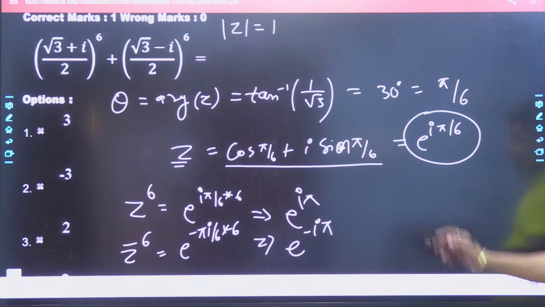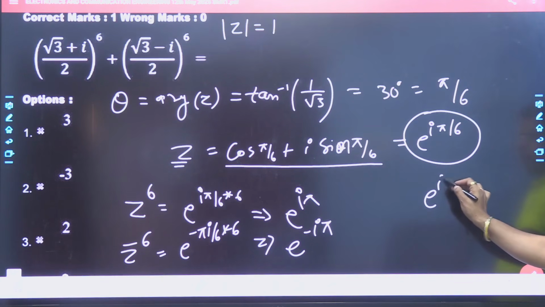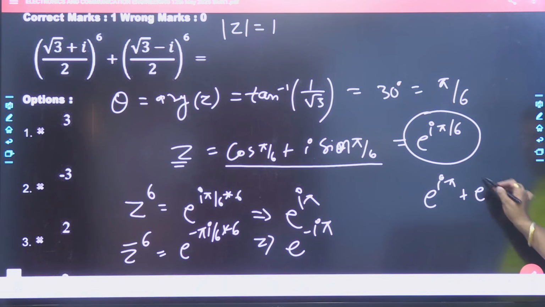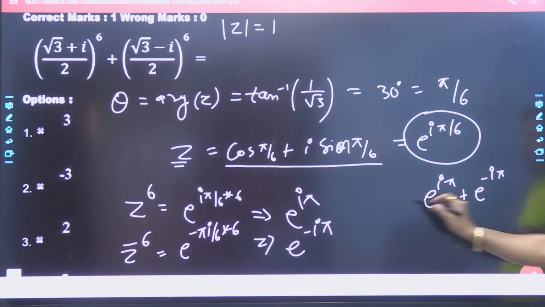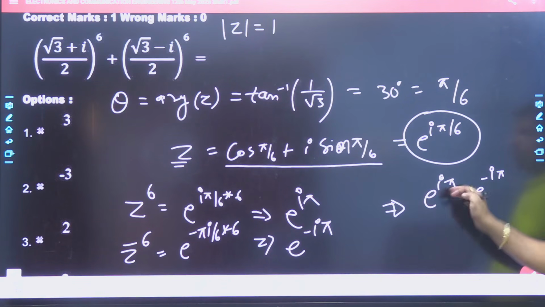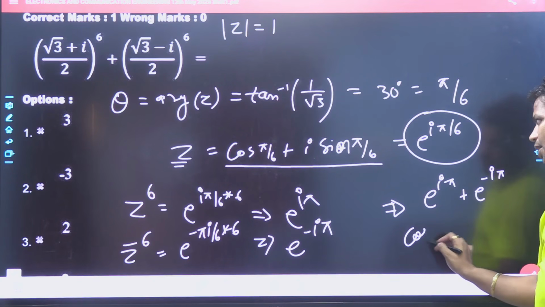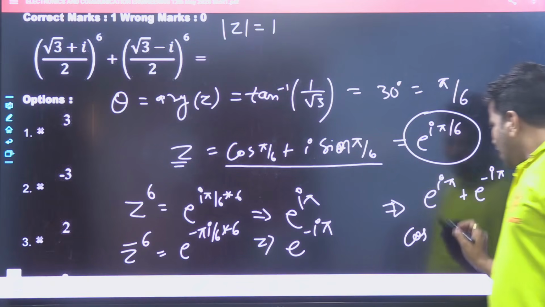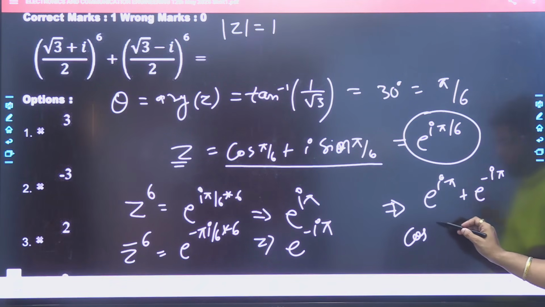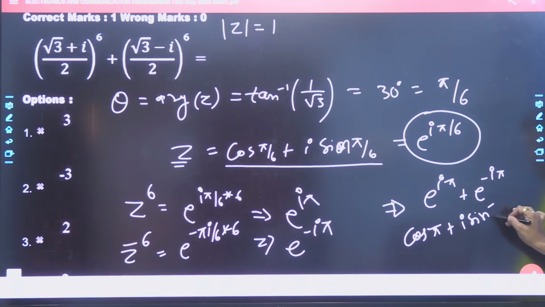When we take the addition of these two, this is e to the power i pi plus e to the power minus i pi, because we need to compute the addition. We need to find the result of this. So simply we can convert that. This is cos of pi plus i sin pi, plus cos of pi minus i sin pi.